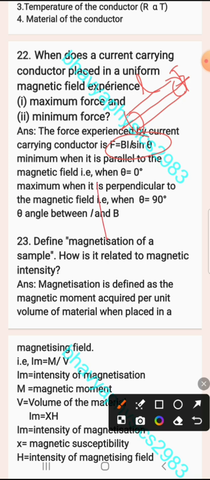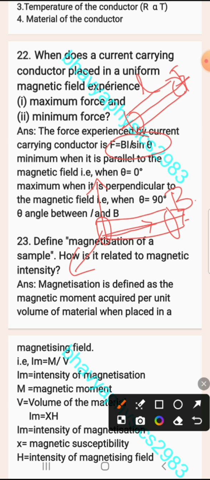If I consider the coordinate axis like this, and this will be the direction of the magnetic field, and if the wire is placed like this along the direction of the magnetic field, then the wire is parallel to the magnetic field and current is also flowing along this direction. So theta is 0, theta is the angle between length and magnetic field, which is 0, then sin 0 is 0 degree.